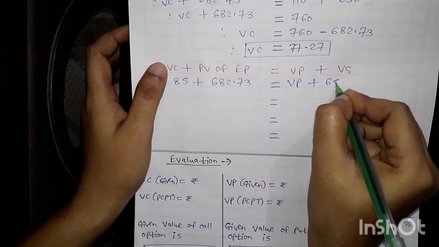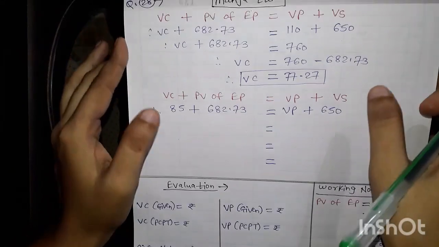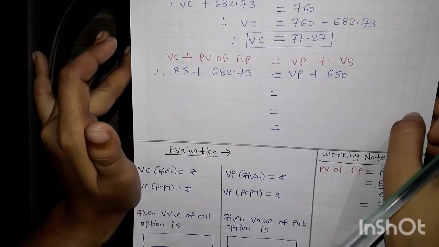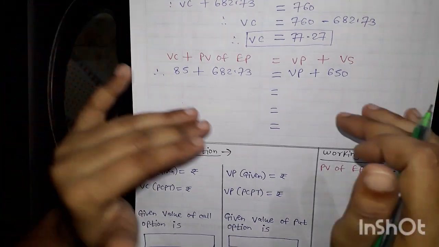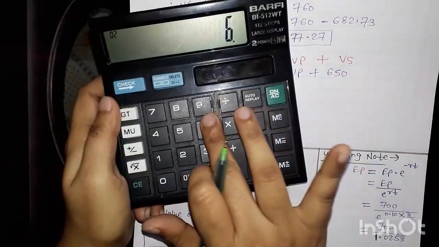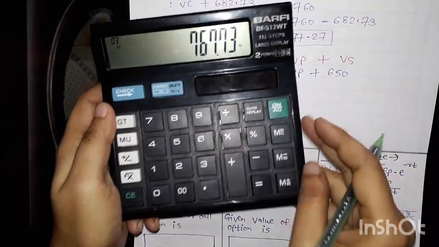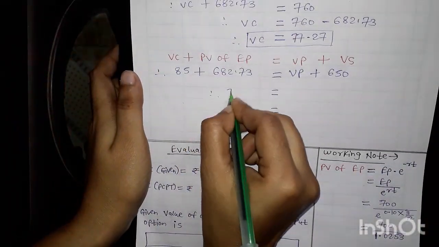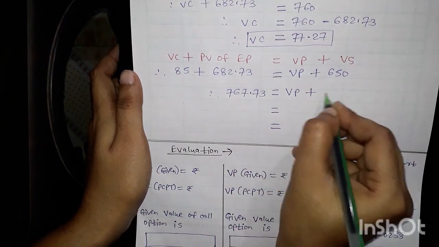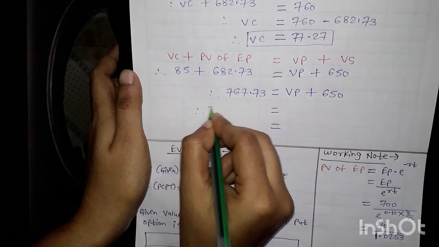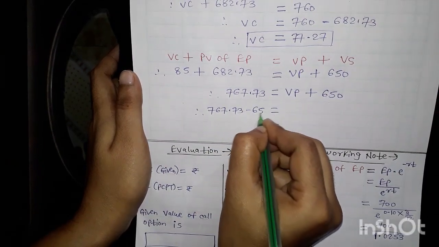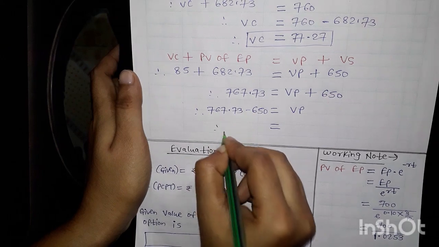that would be same, that is 650. Okay, basically in first part we assume that we don't have value of a call in the question, so we calculated like that, and in the second part we are assuming that we don't have value of a put option and we are calculating like this. Okay, next 85 plus 682.73, I am getting 767.73 value of a put option plus 650, so 767.73, minus 650 is equal to value of a put option.